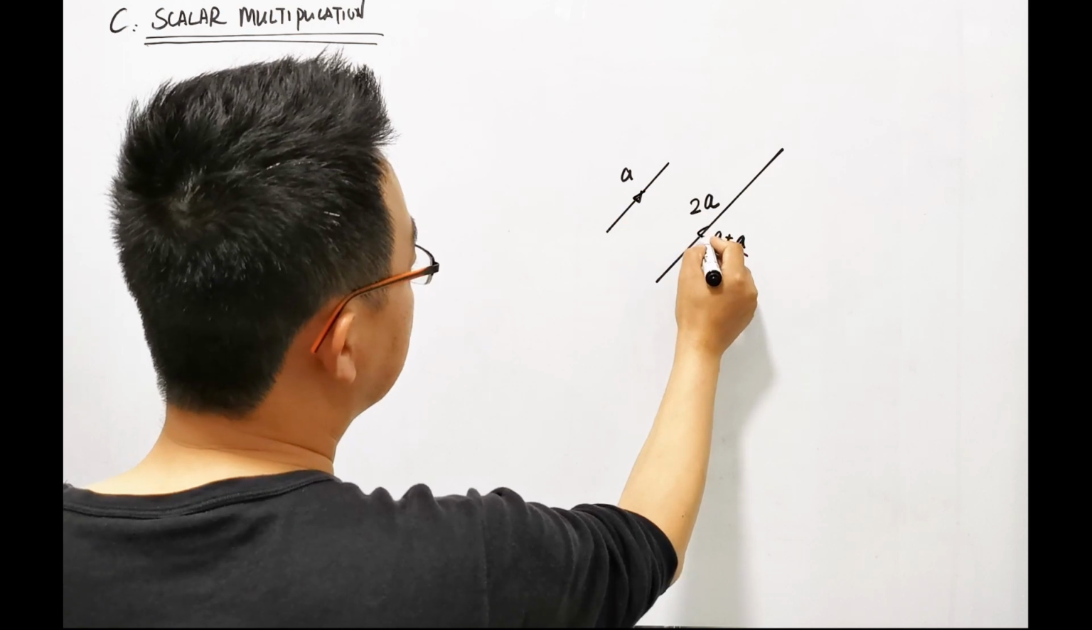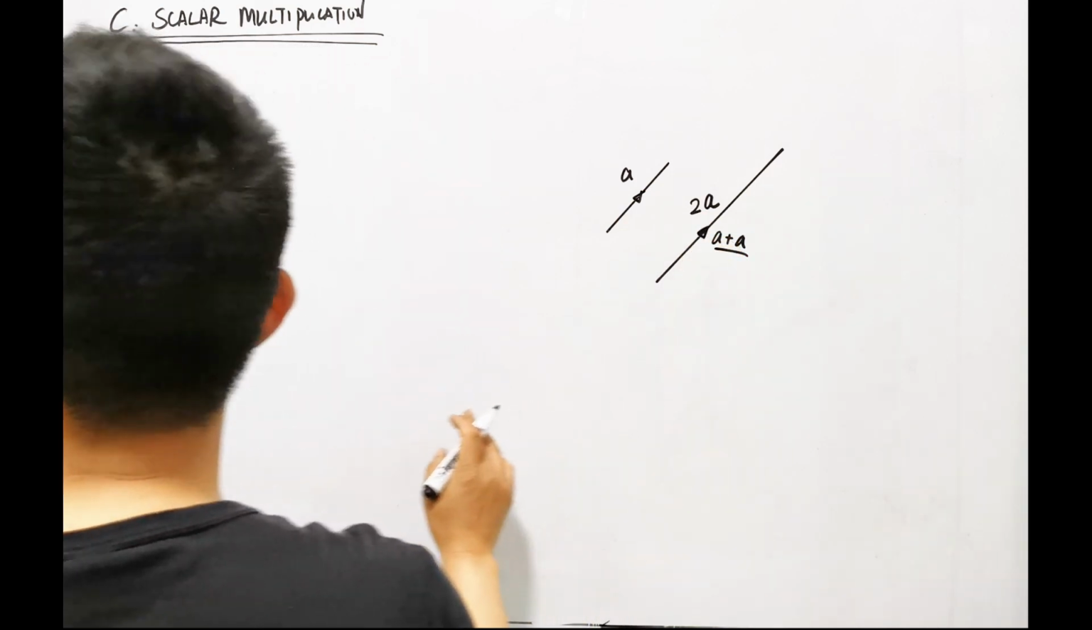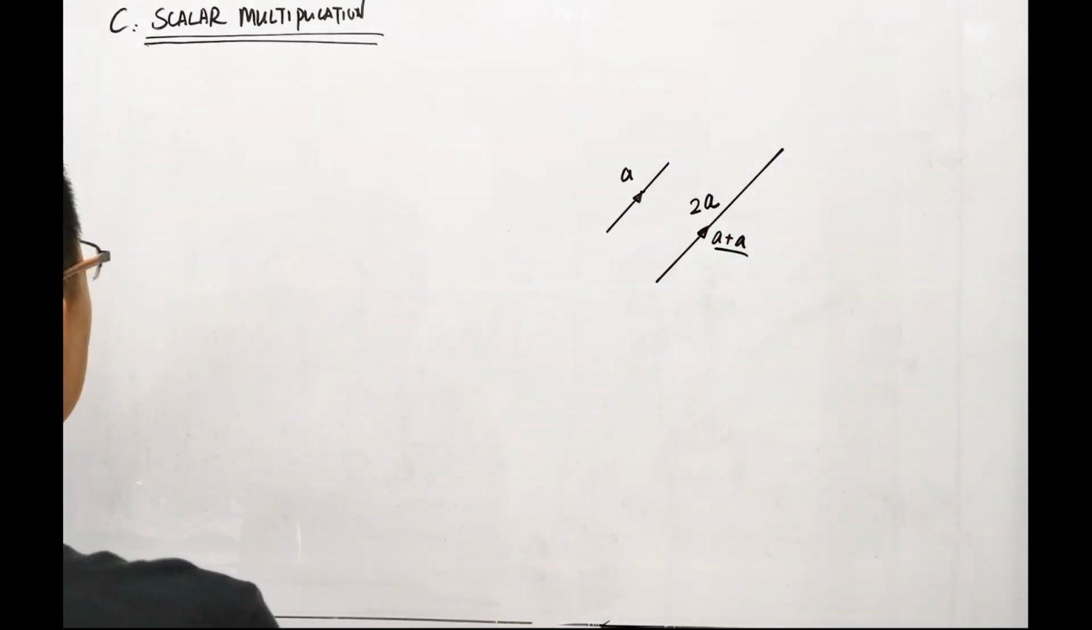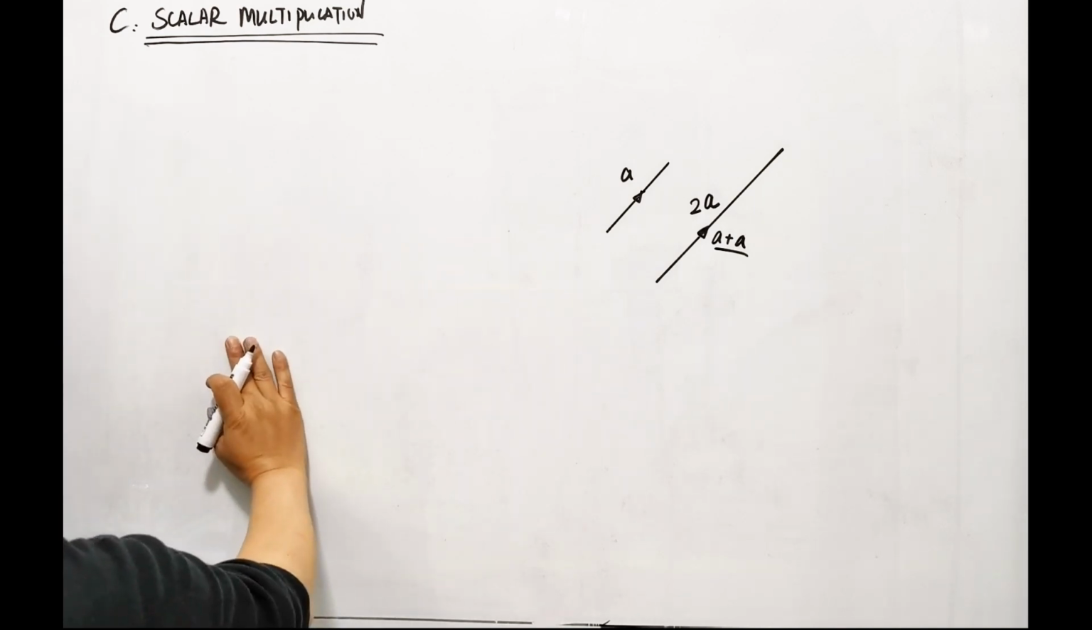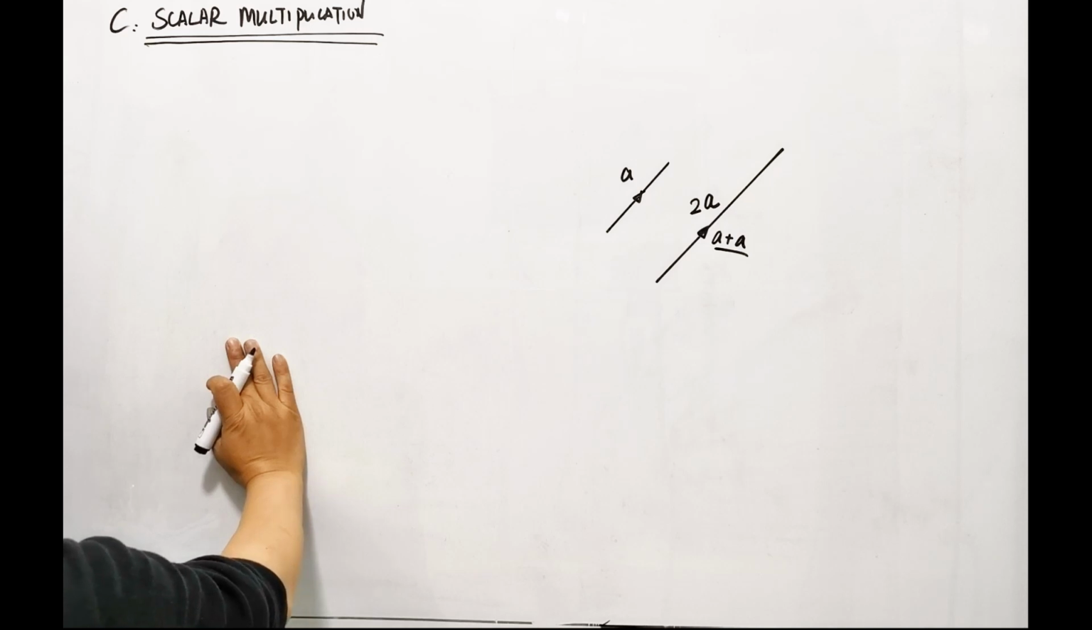Basically, they are all in the same direction, right? Let's say this is all in the same direction. When the vector A is multiplied by a constant K, then the operation is called scalar multiplication.